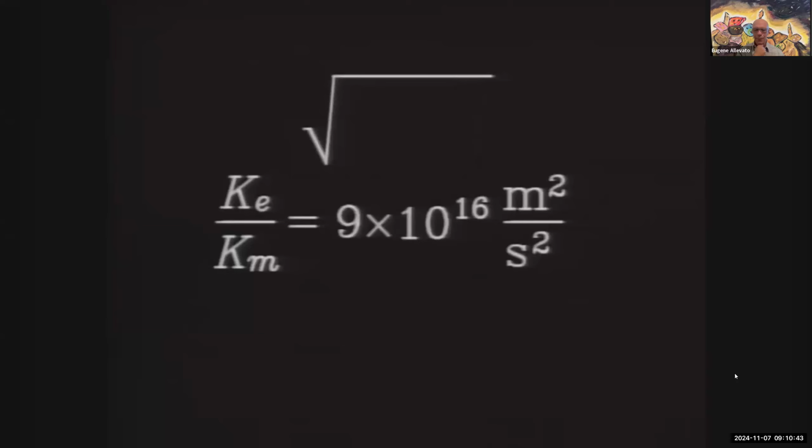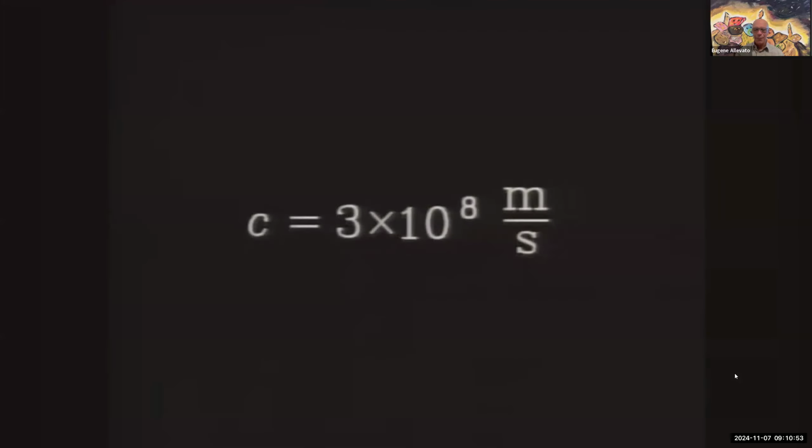Its square is 9 times 10 to the 16th meters squared per second squared. Divide the electric constant by the magnetic constant. And there it is, the speed of light.